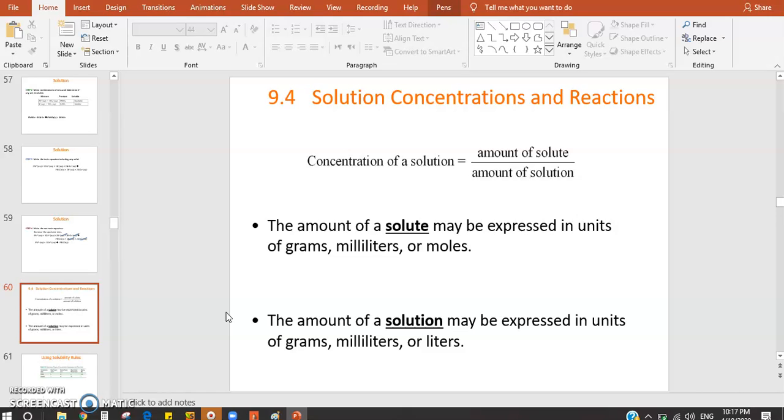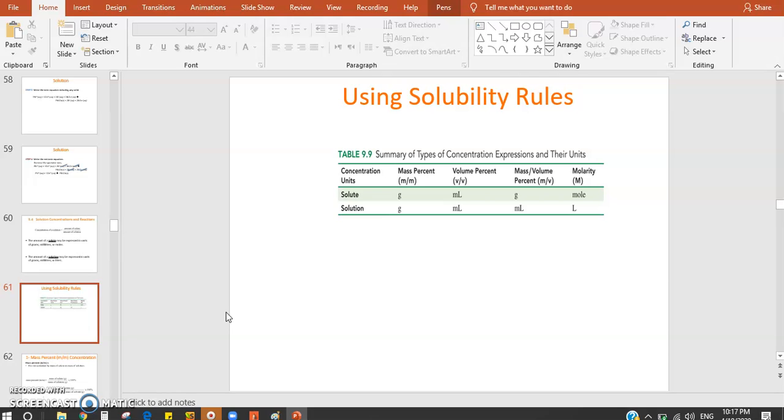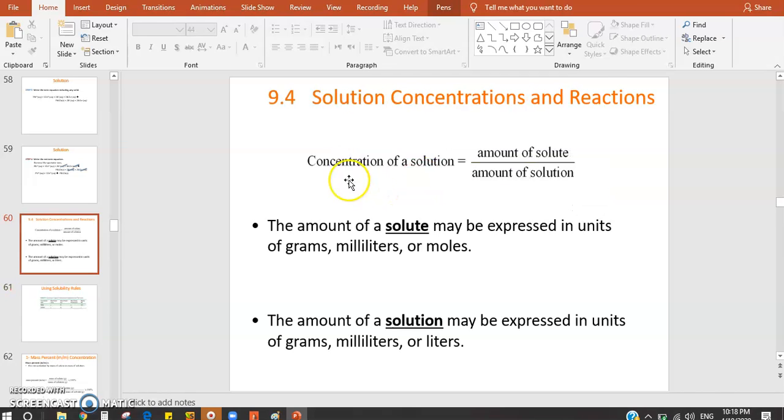Another topic that we'll be talking about, and this will be the last topic, is how to make solutions and how to determine the concentration of a solution. So basically, any concentration of a solution is the amount of solute divided by the amount of solution. They have to have the same units. We have different methods to determine the concentration. So again, the concentration is amount of solute divided by amount of solution.